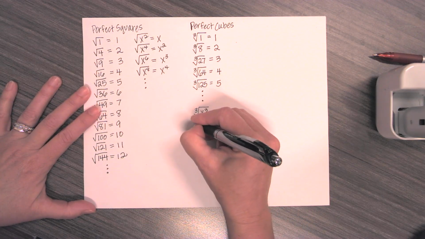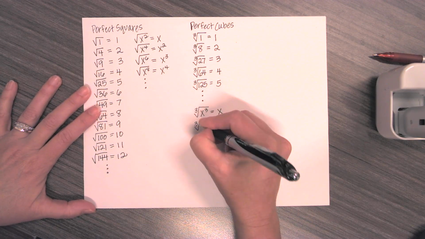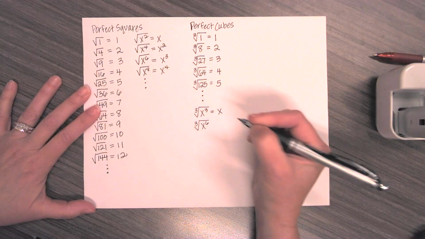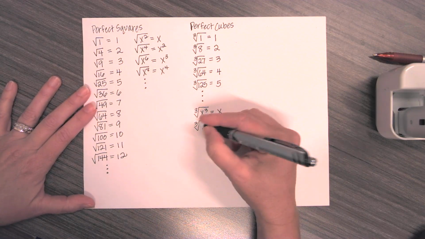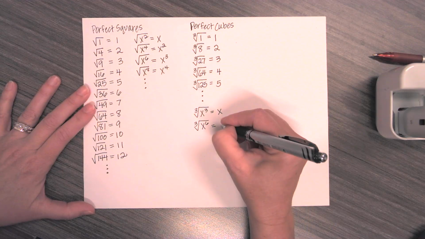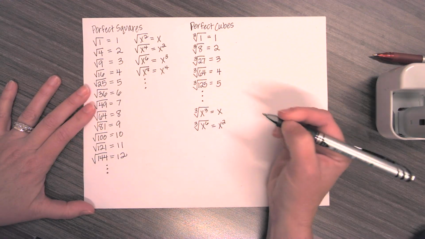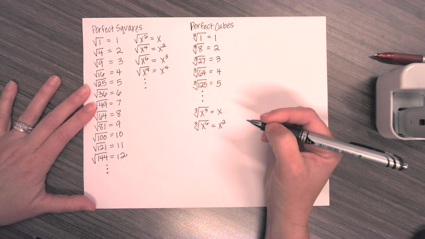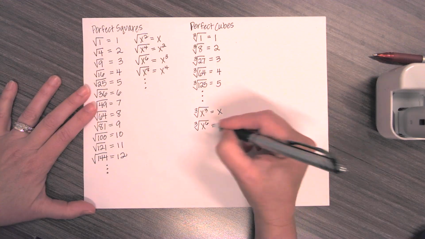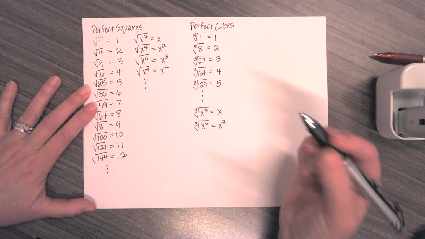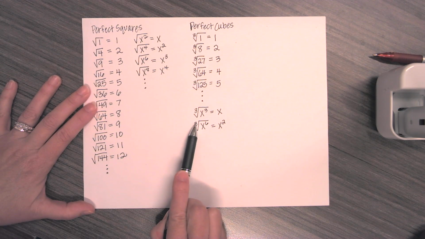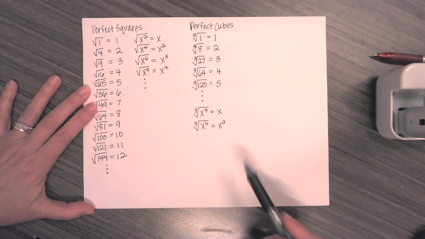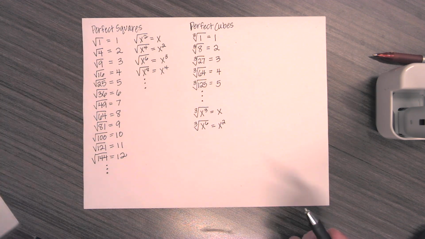The next variable term that's a perfect cube would be x to the 6th. Now what term cubed will give us x to the 6th? That's going to be x squared. x squared times x squared times x squared is x to the 6th. Notice here, 6 divided by 3 is 2. So that's a way to look at it as well.